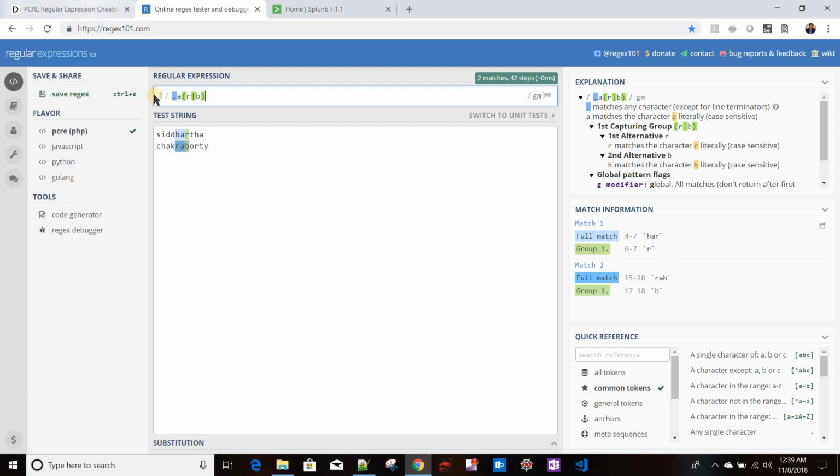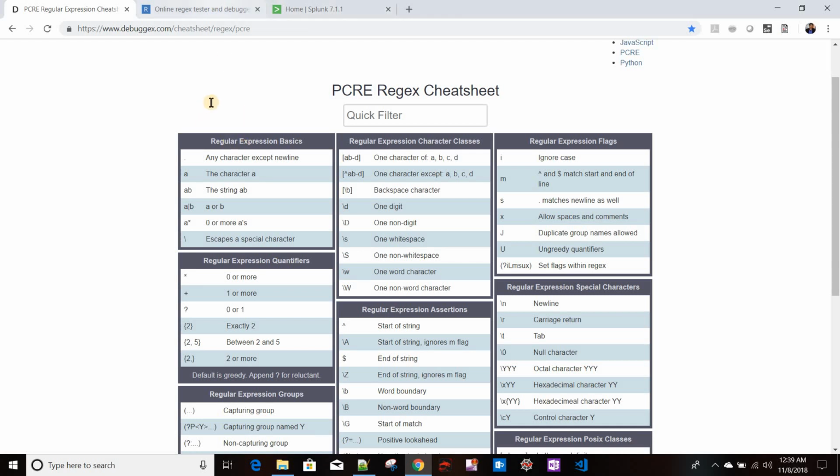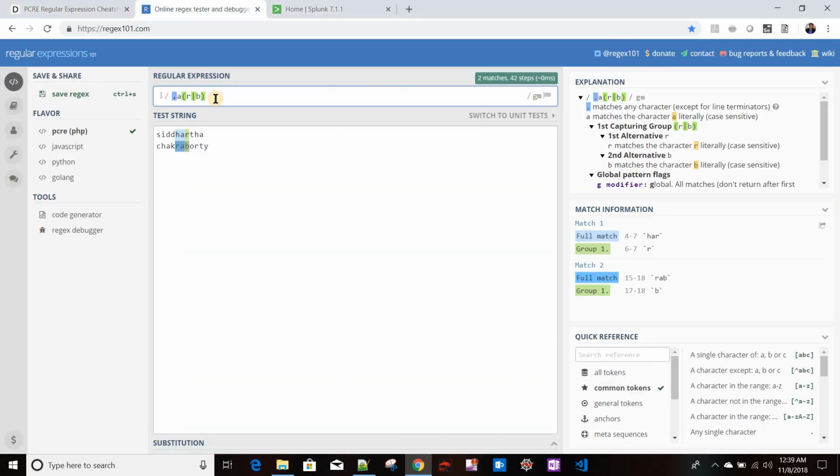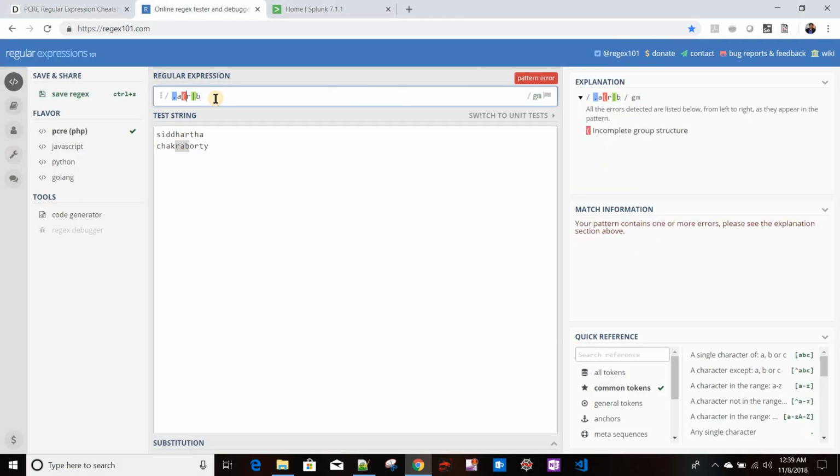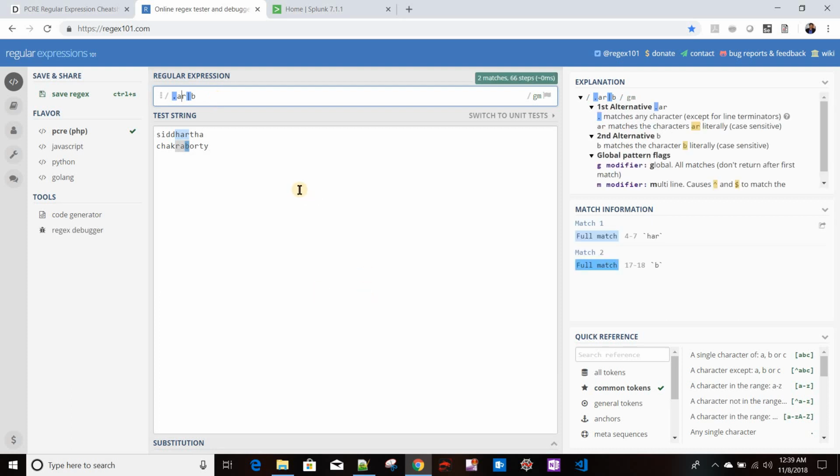Now let's not give this bracket here, because the bracket means something else, which we'll discuss later. Now if I don't give this bracket, what is happening? If you see here, it's only matching HAR, because it is considering a single character and AR together because of this rule.